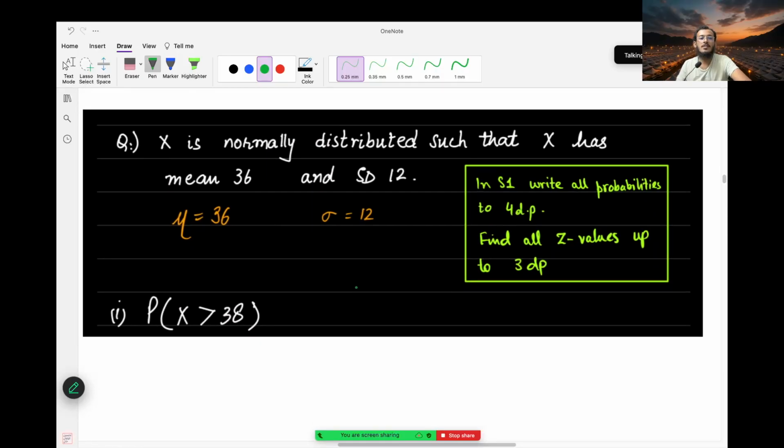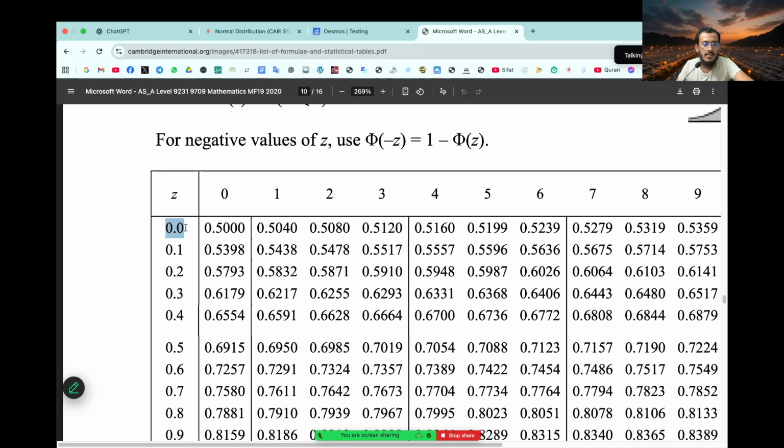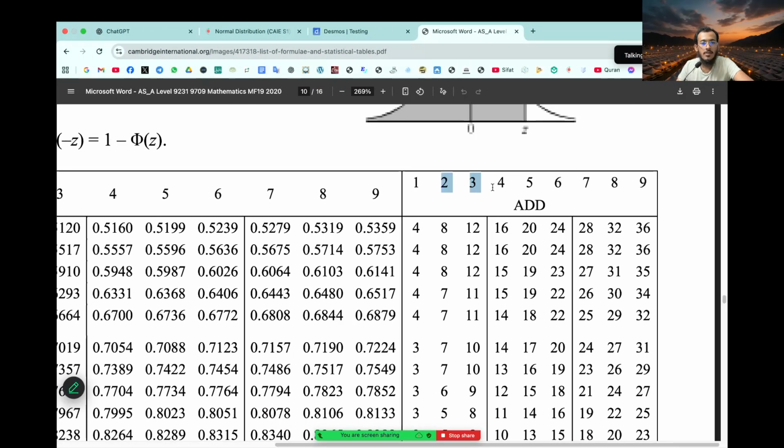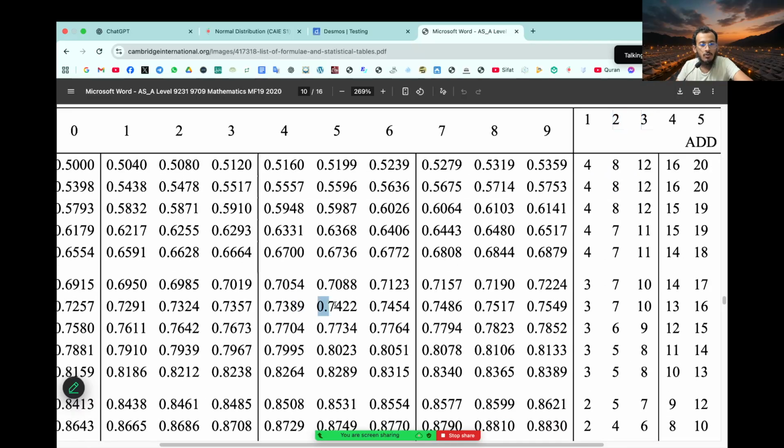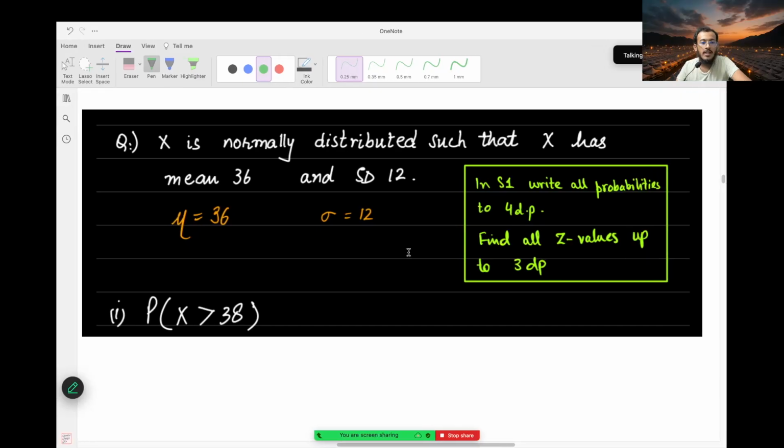So now, here's the thing. This is a question. X is normally distributed such that X has mean 36 and standard deviation 12. So we taught you the symbols: mu equals 36, sigma equals 12. In S1, we write all probabilities to 4 decimal places. Find all z values up to 3 decimal places. You see, a z value can have 1, 2, or 3 decimal places, so always be consistent with that. Did you notice that all probabilities are written to 4 decimal places? So please try to maintain this.